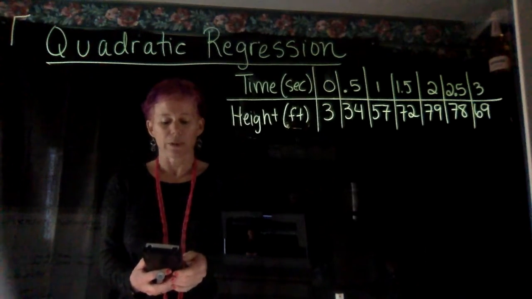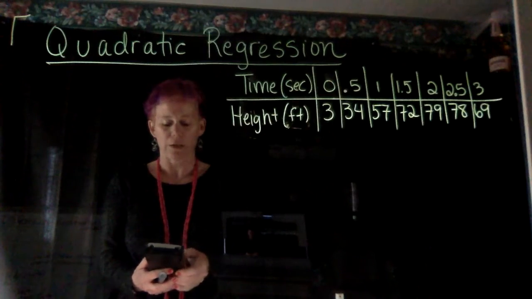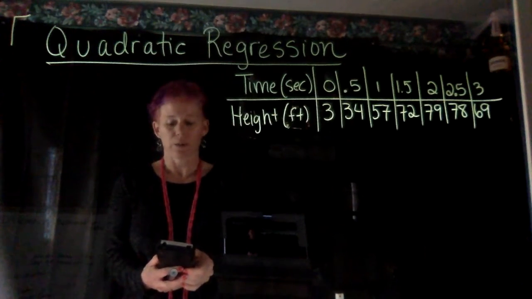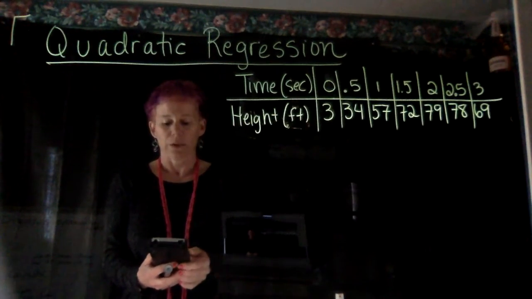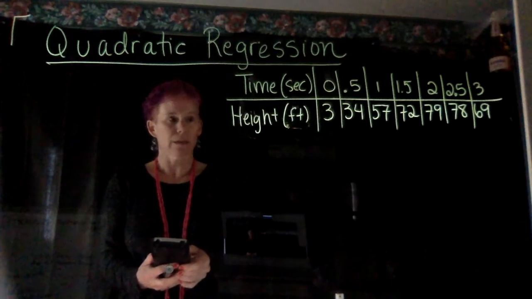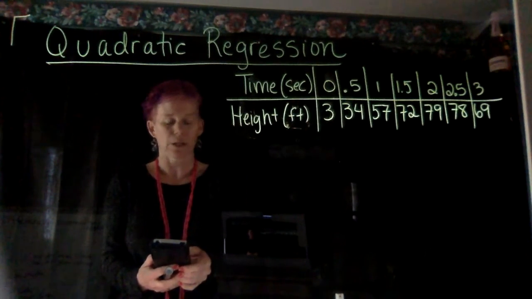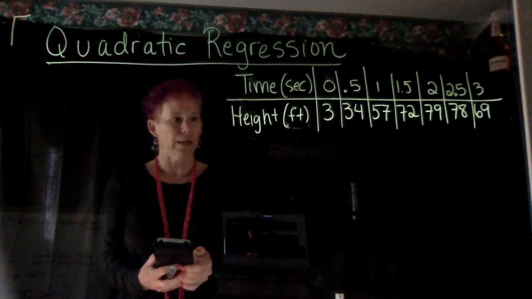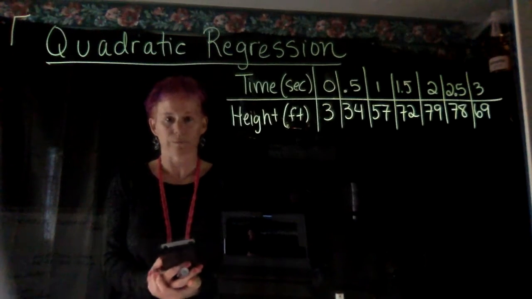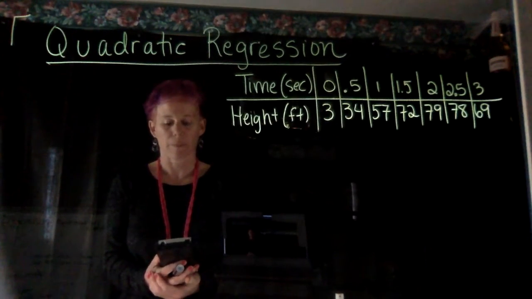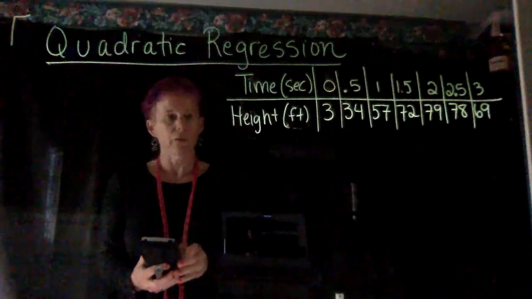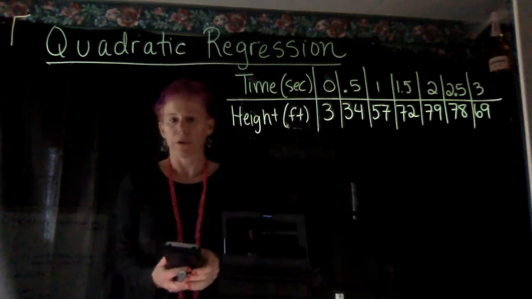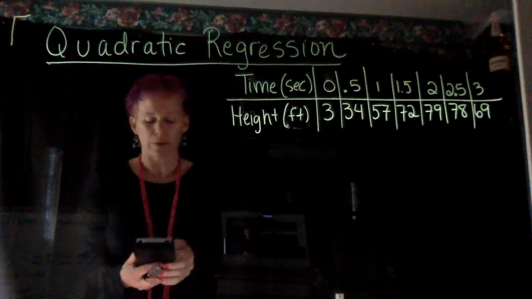Then you want to go over to list 2 and hit clear and enter as well. Then you are ready to enter your data. So you're going to enter your X's into list 1, hitting enter each time, and enter your Y's into list 2. Now that you have your data in your calculator, we're going to tell the calculator to perform the regression.